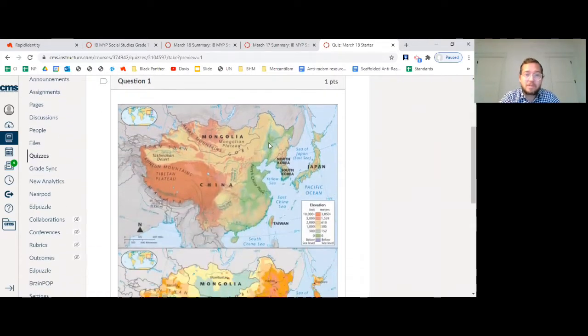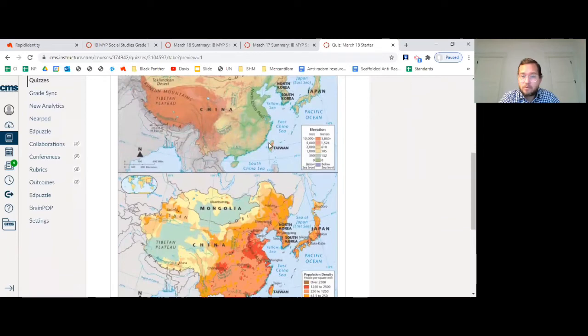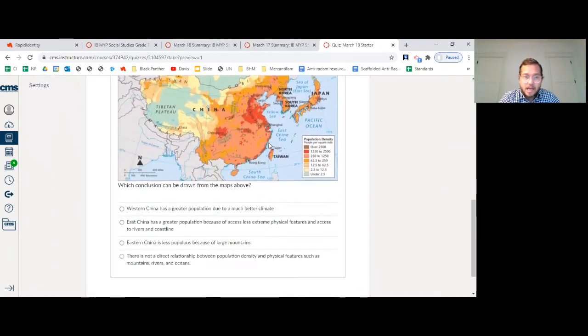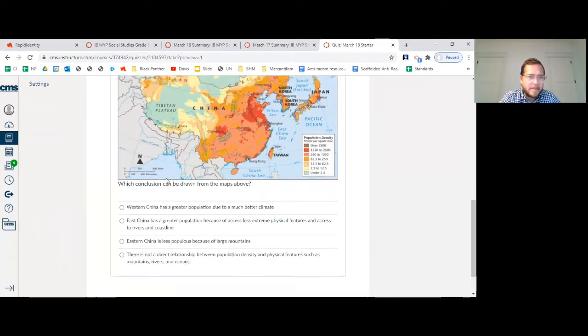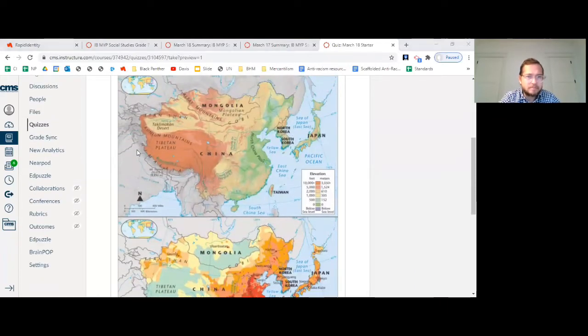I put 2 maps, same region, and I put 4 conclusions. Which conclusion can be drawn from the maps above? Go ahead and answer that now. I'll give you a minute, and then we'll move on. Again, this will tell me what you know and don't know. If you have this skill, that's what this will tell me. And I need to know that.